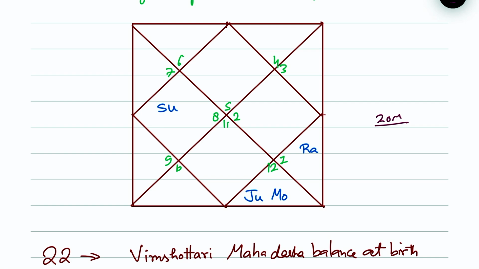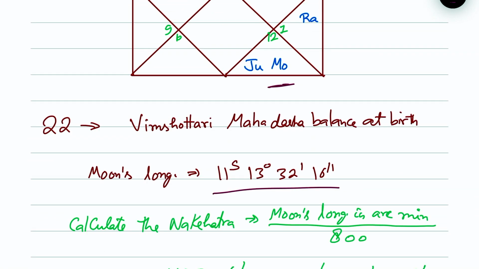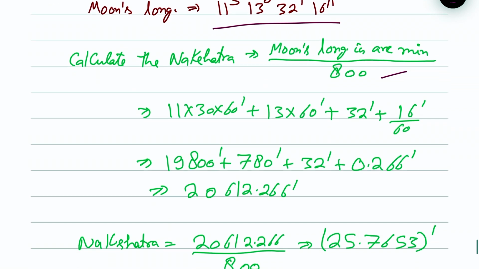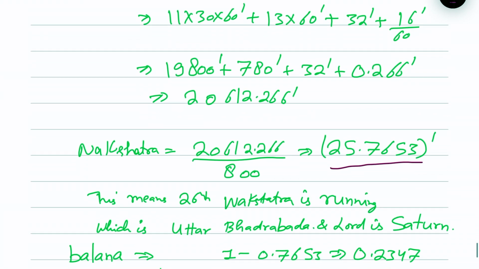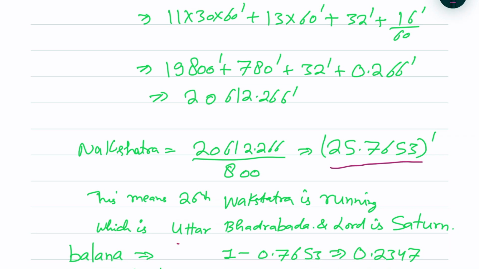Now let's calculate the Vimshottari Mahadasha balance at the time of birth. For that we require the Moon's longitude to calculate the nakshatra, and based on the nakshatra we can easily find the Vimshottari Mahadasha balance. The Moon's longitude is this, in Pisces at 13 degrees. We'll convert all these values including sign into arc minutes, and then divide by 800. So 25 nakshatras have passed and the 26th is running. The 26th nakshatra is Uttara Bhadrapada and its lord is Saturn.